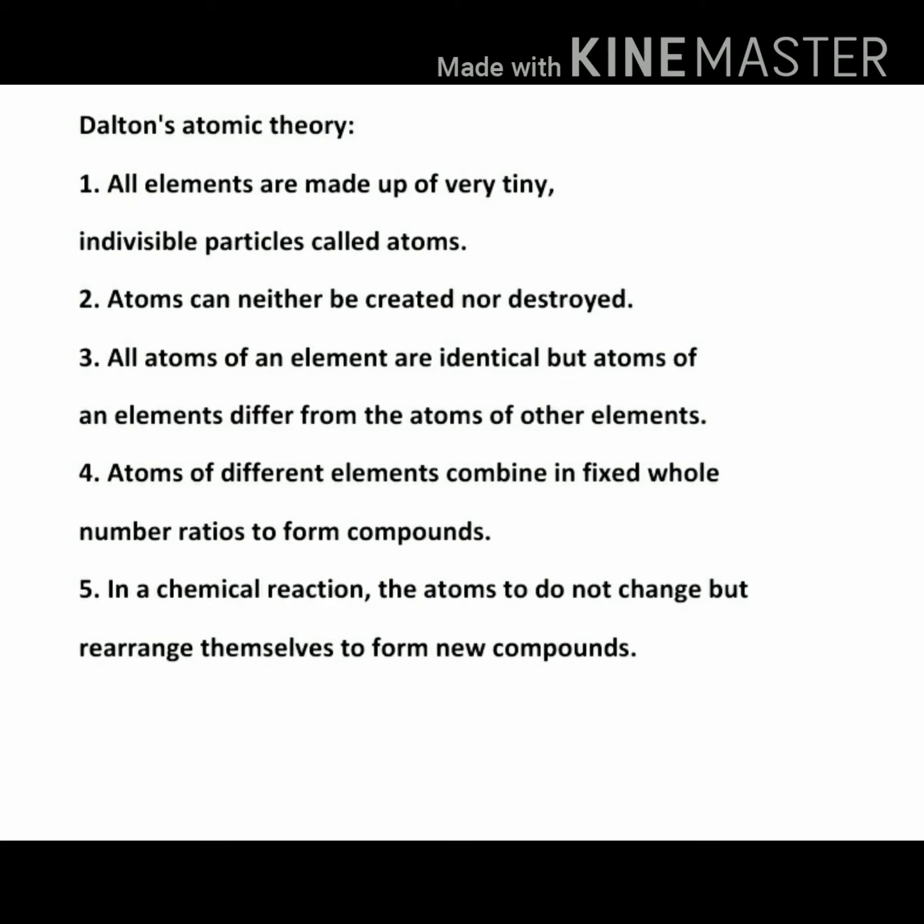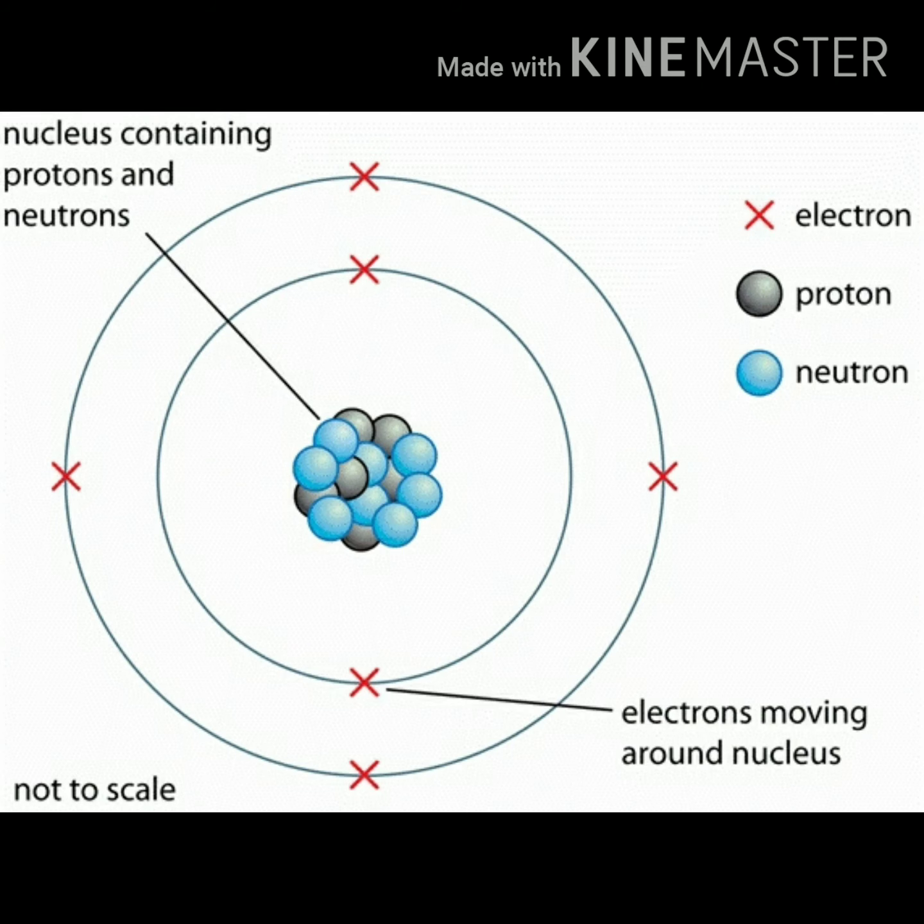And we've already done balancing of equations. So why do we balance equations? So that the number of atoms in the reactants is equal to the number in the products, because matter can neither be created nor destroyed. Let's discuss the structure of an atom.